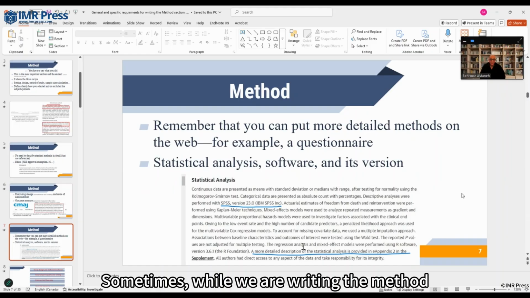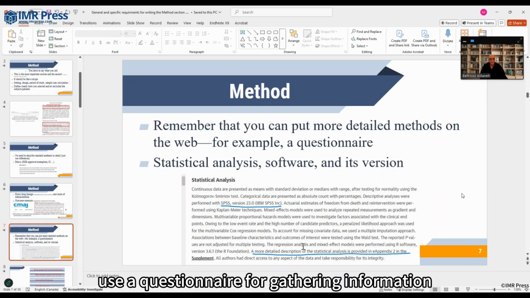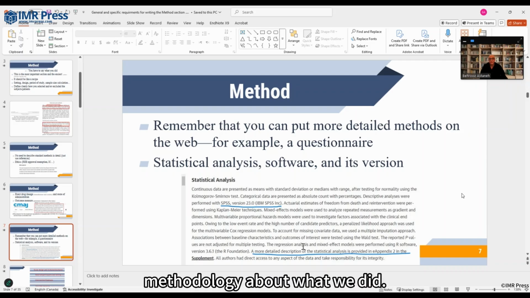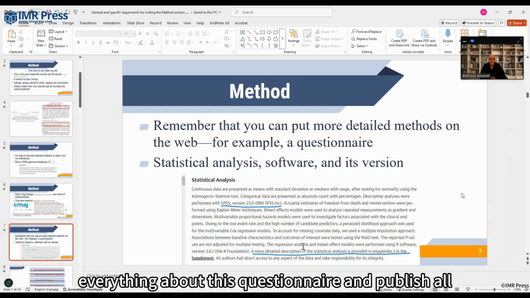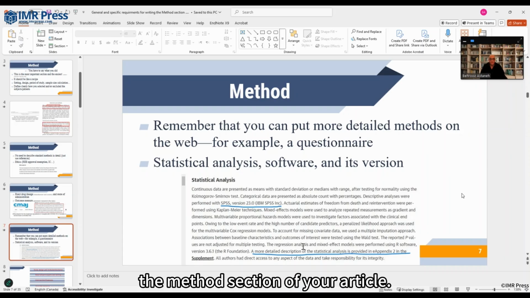Sometimes while we are writing the method section of our article, for example, we need to use a questionnaire for gathering information about the patients, or there are some detailed methodology about what we did. In these situations, you don't need to write everything about this questionnaire and publish all the questions of, for example, this questionnaire in the method section of your article.